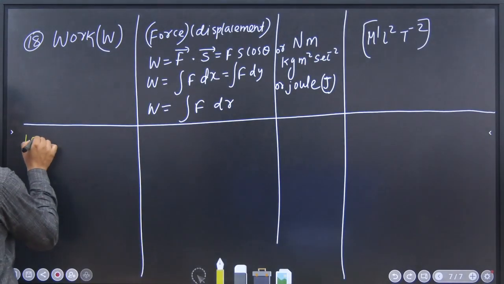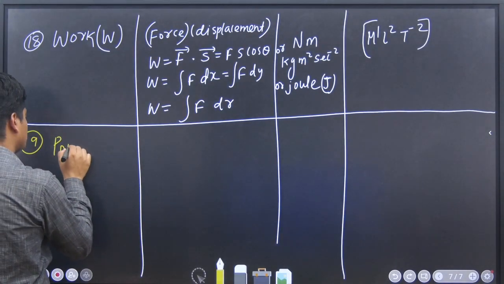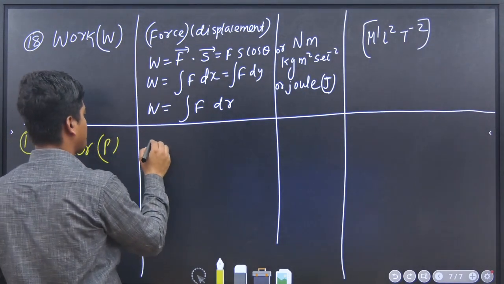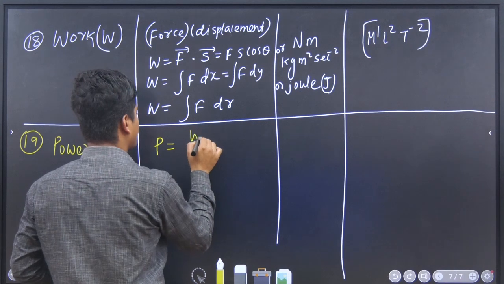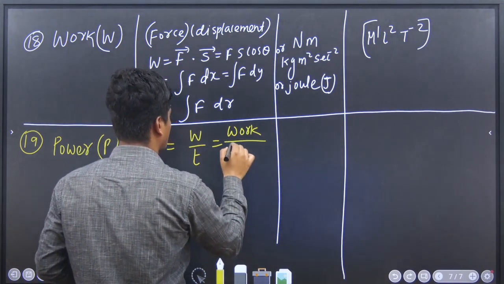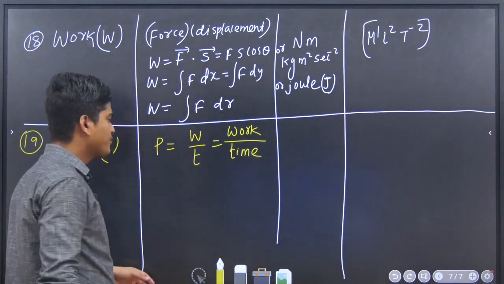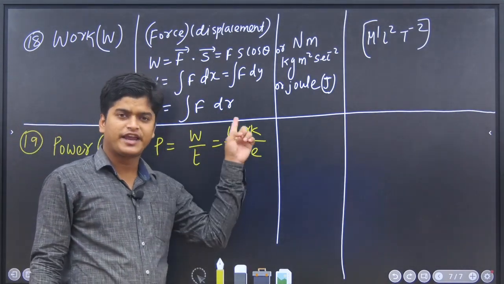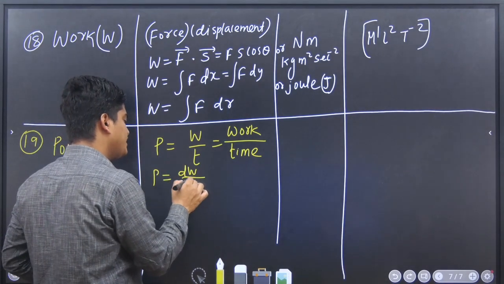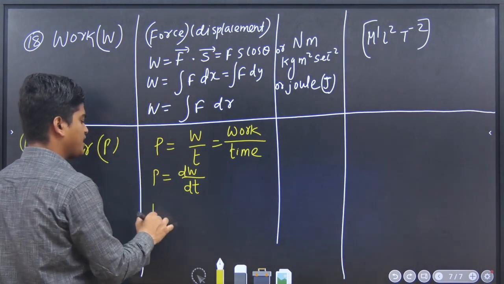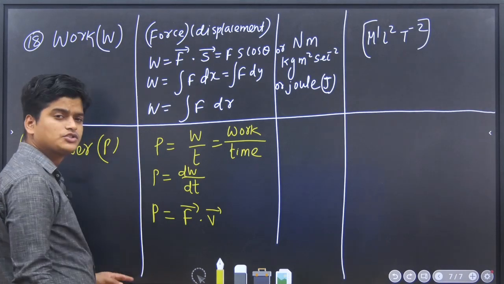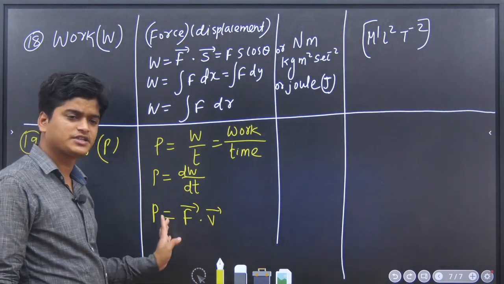Okay, 19, that is your power. The power symbol is basically P, and power is nothing but work by time. Power is work done by time, or energy by time. Or sometimes you can write P equal to dW by dt. P is a scalar quantity, and sometimes it can also be written as force dot velocity. So force vector dot velocity vector is basically power.